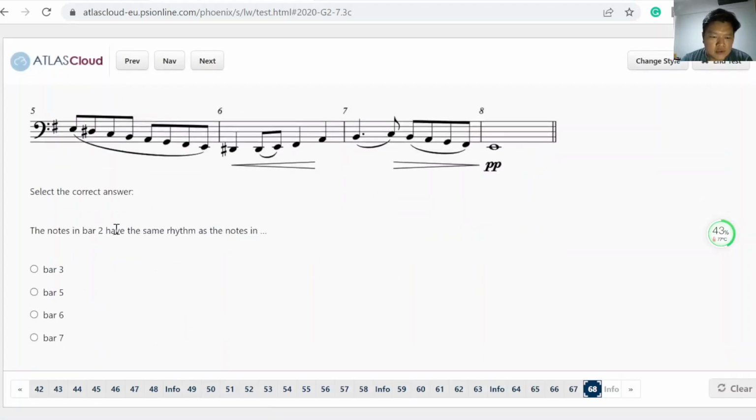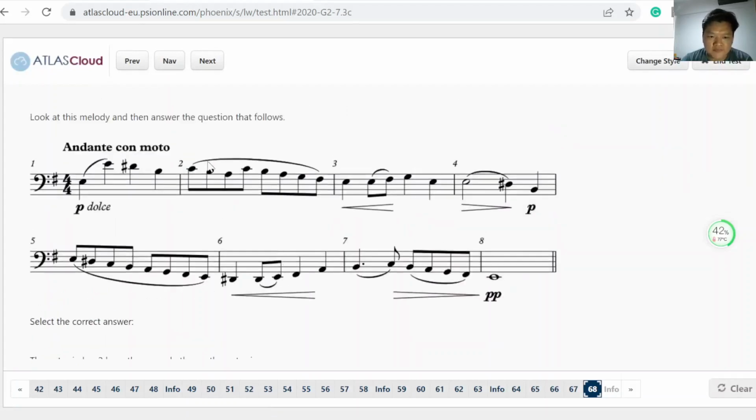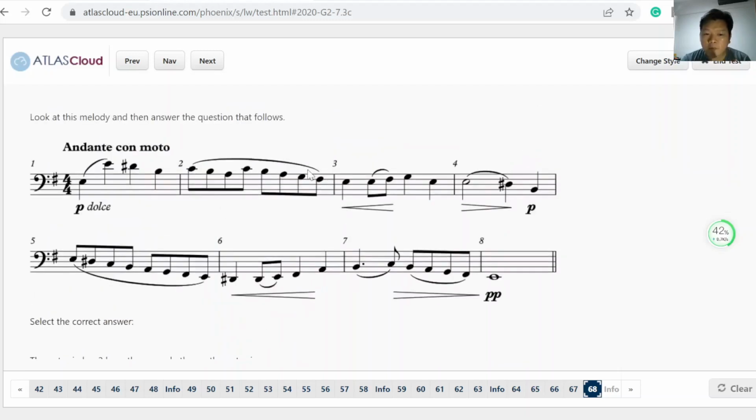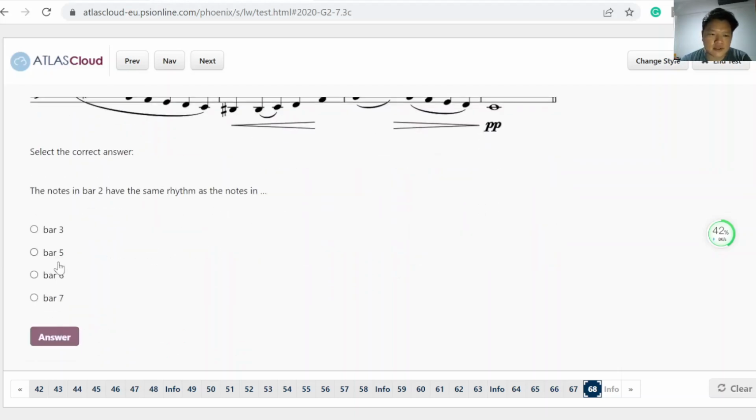The note in bar 2 has the same rhythm as the note in... okay, look at bar 2 here. You need to find the same rhythm, so compare the rhythm. Let's say they have 8 quavers, you need to find the bars that have 8 quavers, correct? Don't compare the C, B, A notes. Don't compare the notes, compare the rhythms, right? So you've got bar 2 here. Then next one, bar 5. Can you see bar 5 also has 8 quavers, correct? So your answer is bar 5.